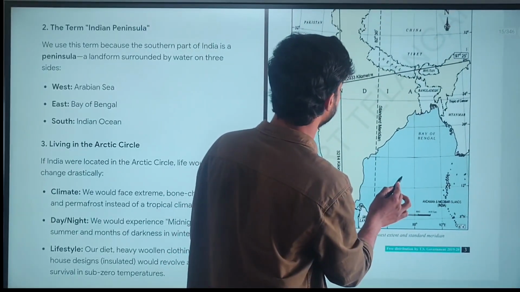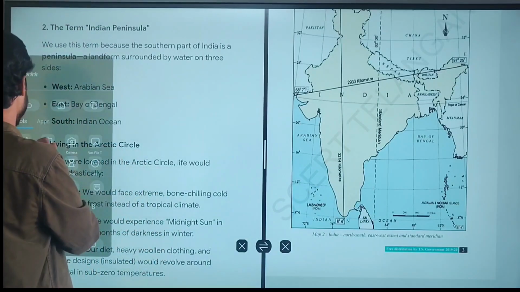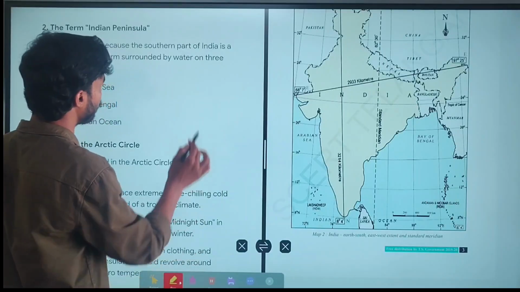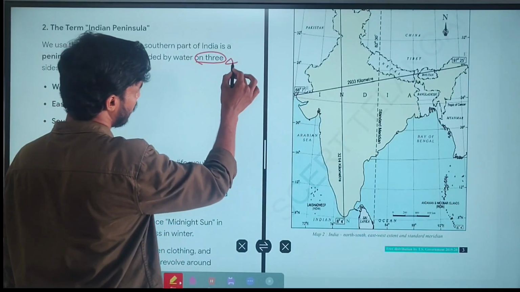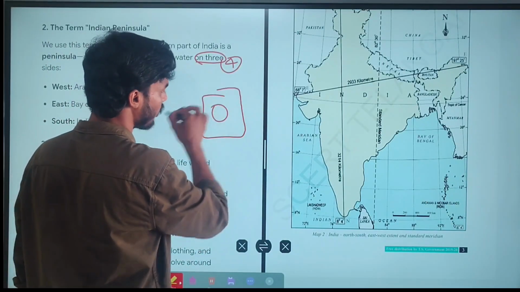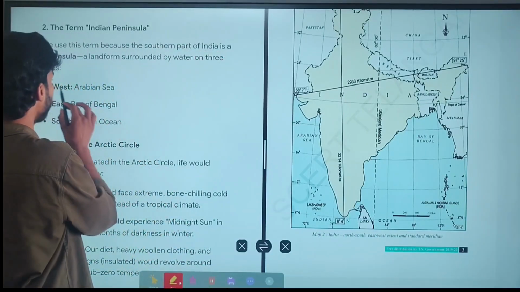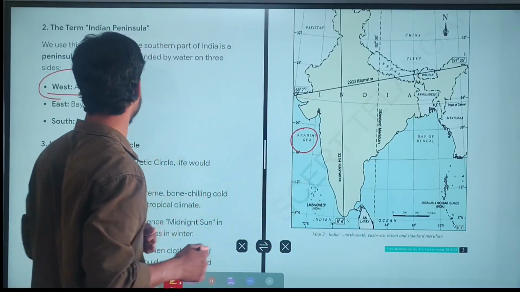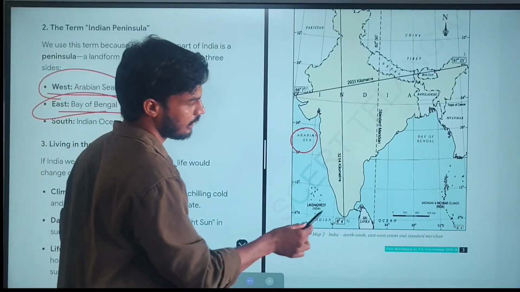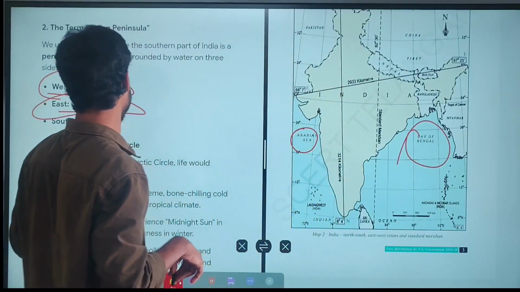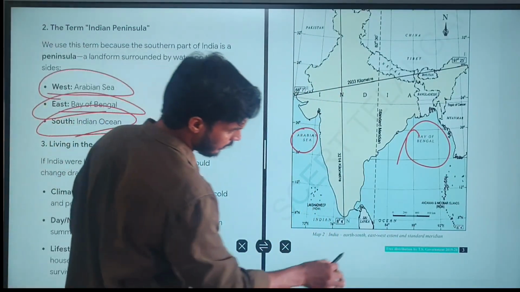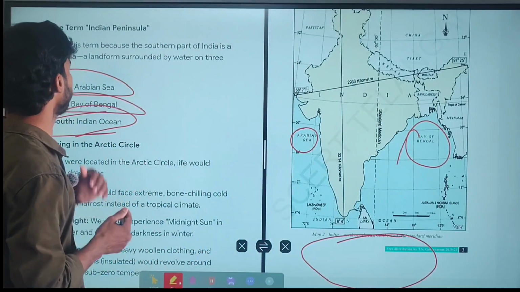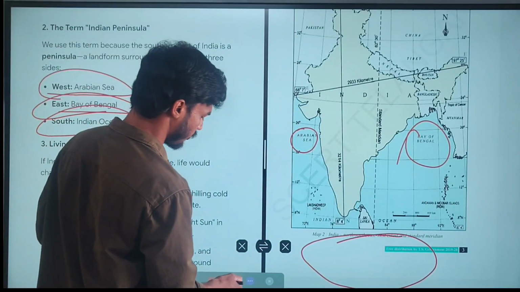Look at this image. Land covered by water on three sides is known as a peninsula, and if land is covered by water on four sides, it is called an island. Now coming to the peninsula, on the western side it is the Arabian Sea, on the eastern side it is the Bay of Bengal, and at the southern side, below India, it is the Indian Ocean. These surround the peninsula of our India.